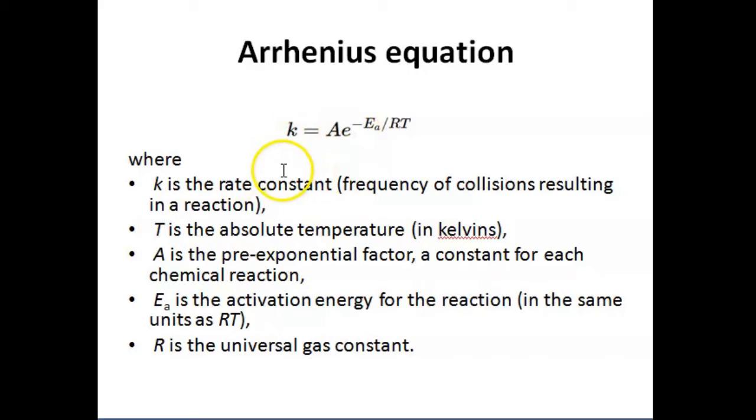Hence, the Arrhenius equation is k = A e^(-Ea/RT), where k is the rate constant, T is the absolute temperature, A is the pre-exponential factor, Ea is the activation energy for the reaction, and R is the universal gas constant. Note that T is the absolute temperature, which will always be in Kelvin.